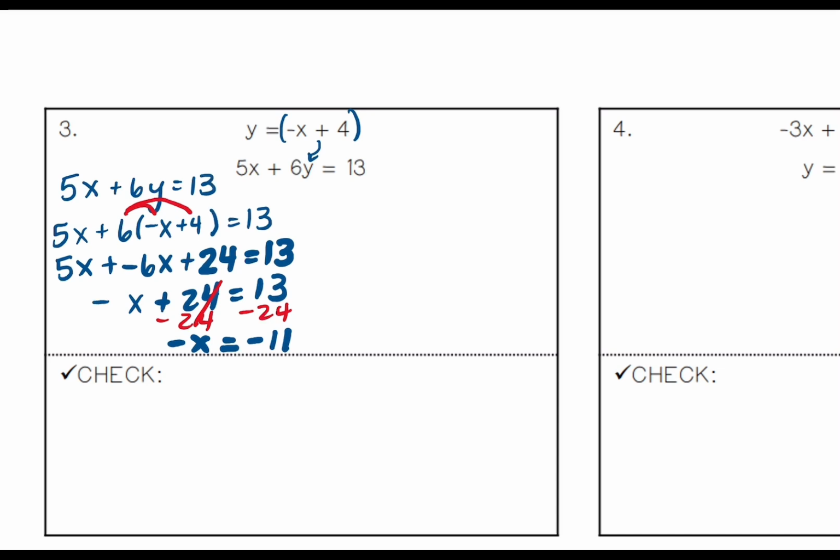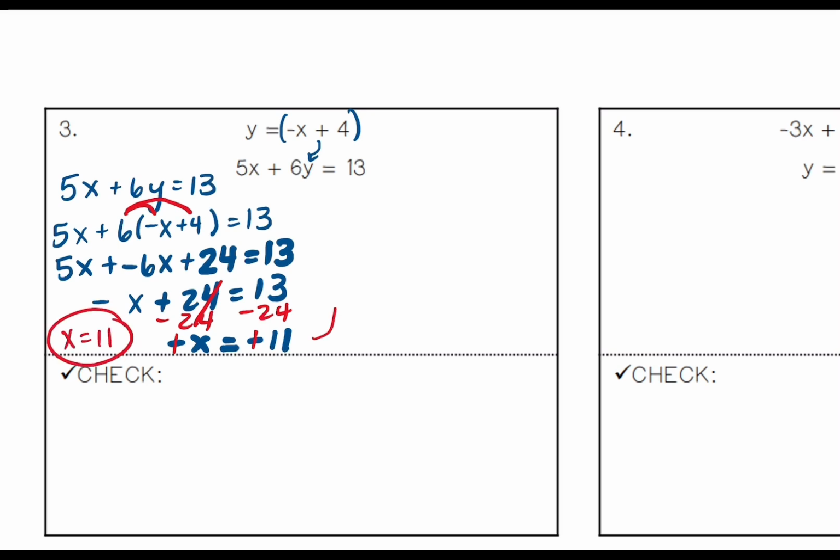So if I have 13, I take away 24. I could do the same thing of 24 minus 13 and make it negative. So I have negative x is negative 11. That does mean that positive x is positive 11. I could add the x to the other side and add the 11 to the other side, or divide both sides by negative 1. But x is equal to 11.